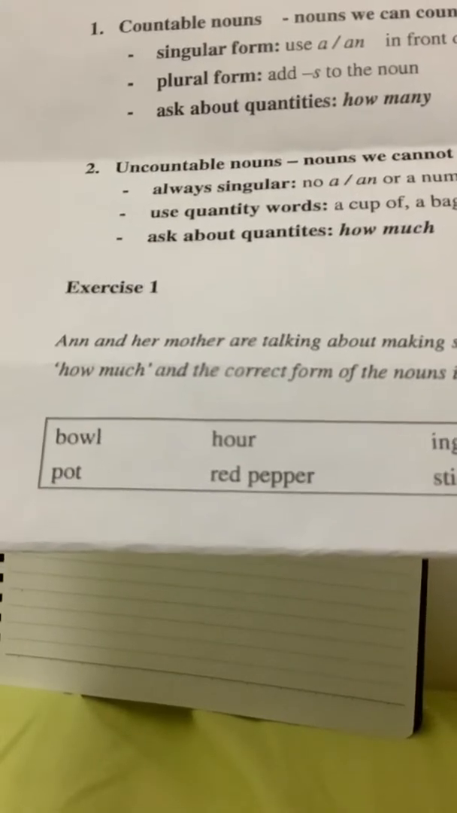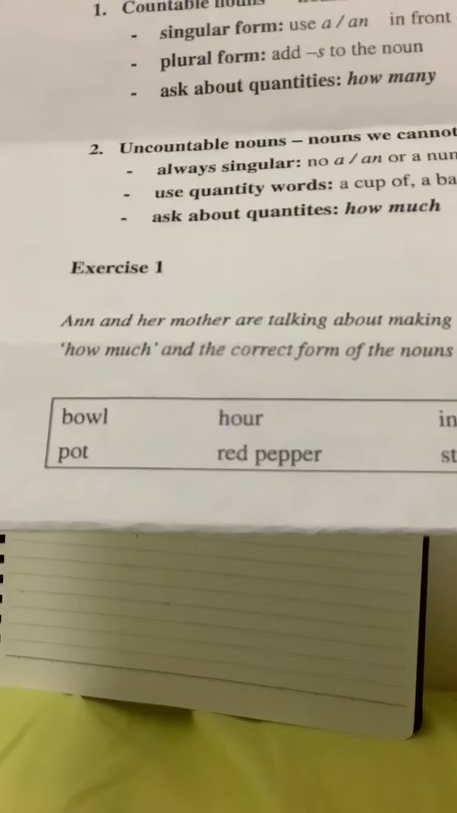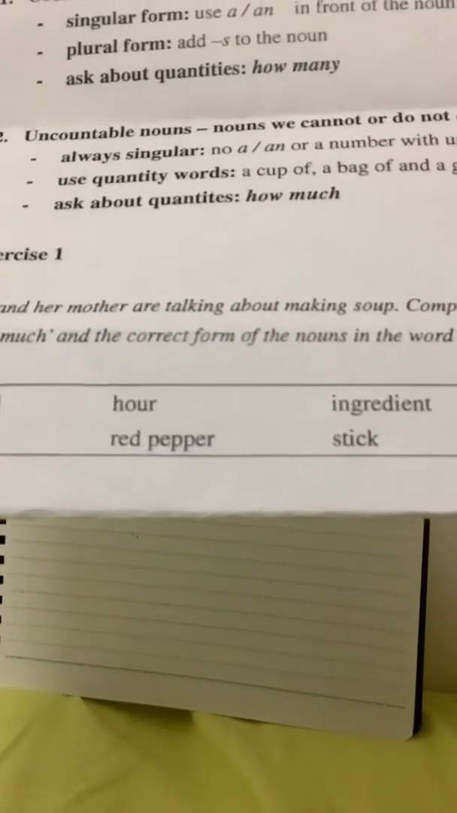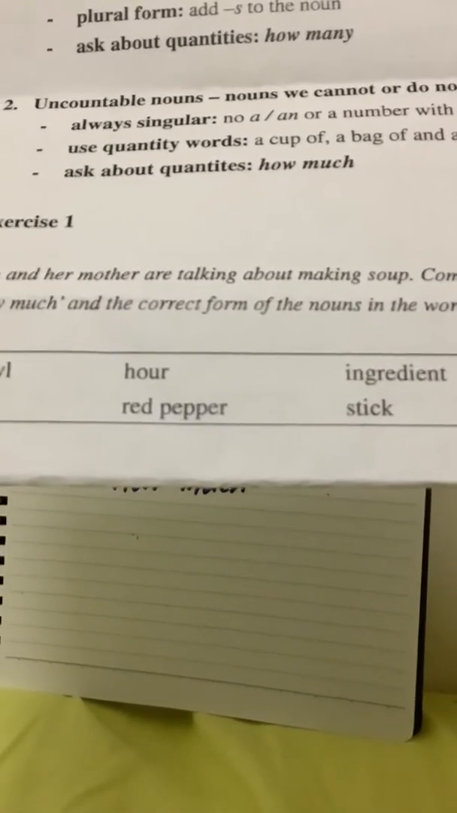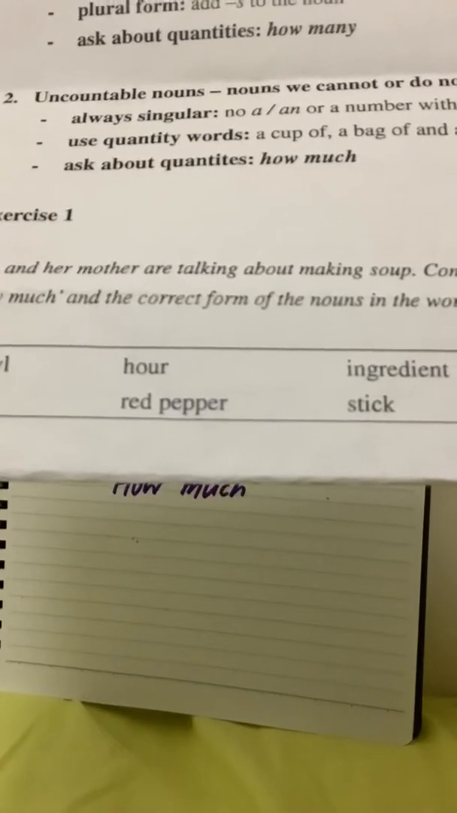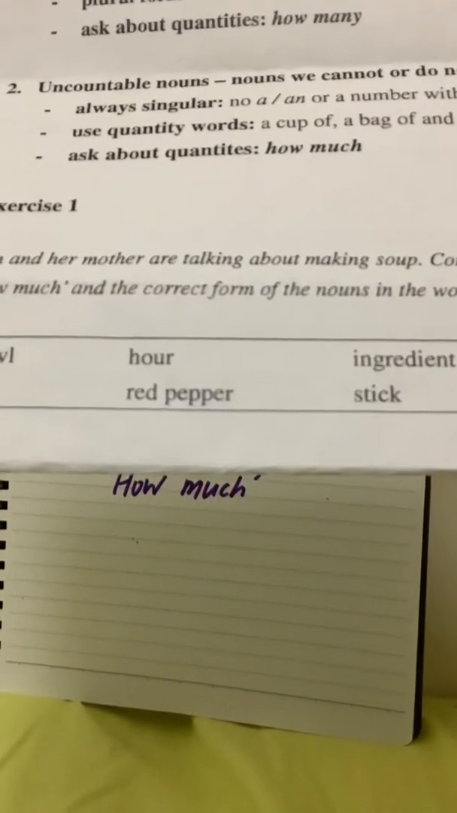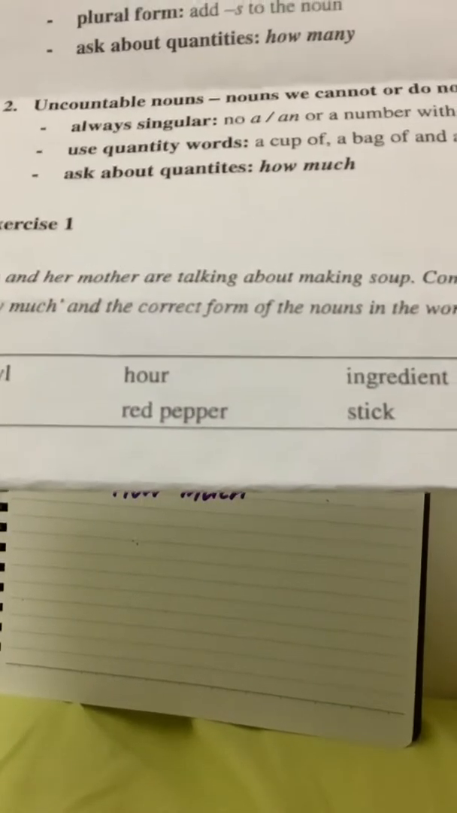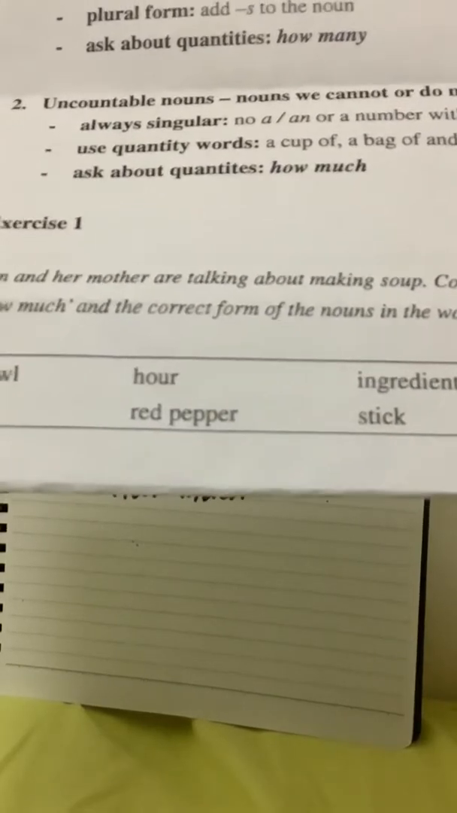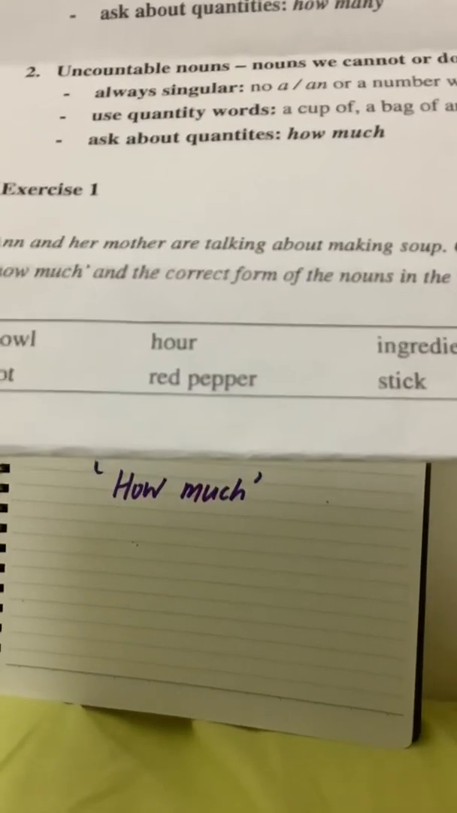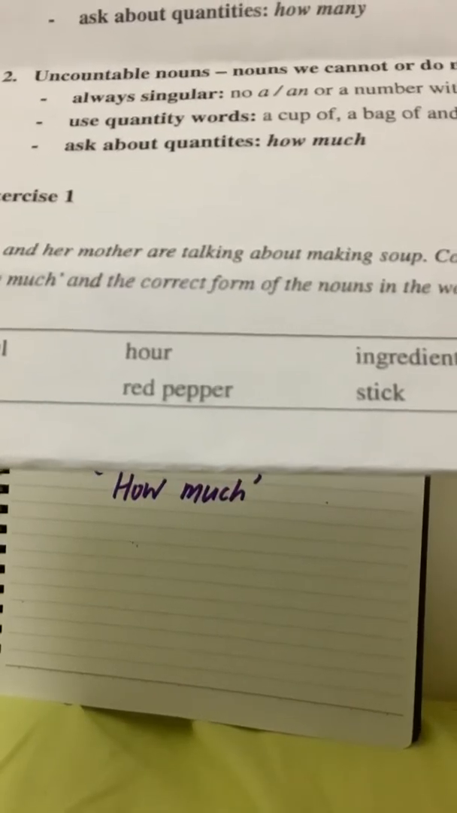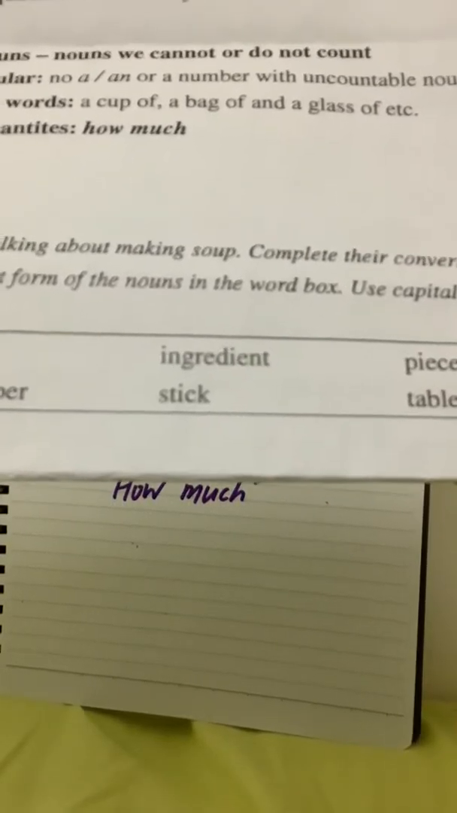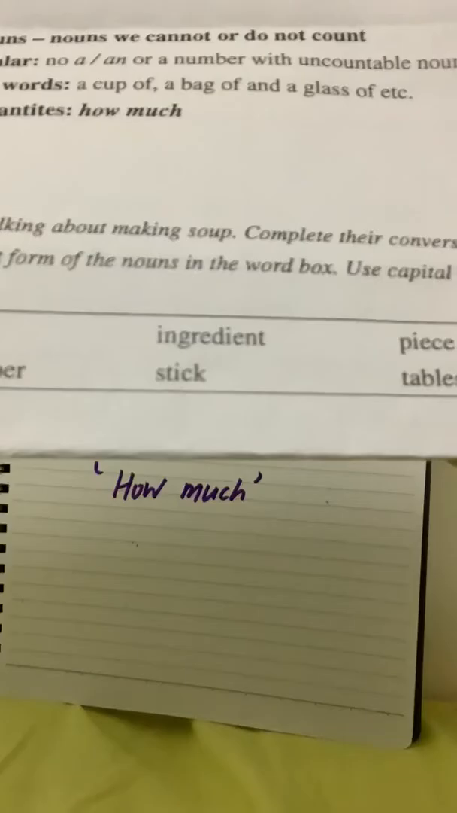Pot. When you cook something together, like spaghetti, you'll put everything into a pot and cook. Next one, hour. 1 hour, 2 hours. 60 minutes for 1 hour, 120 minutes for 2 hours, etc. Red pepper is a kind of food high and rich in vitamin C. You can see green pepper, yellow pepper, and this one, red pepper. Ingredient refers to the things you need to cook something. Stick.